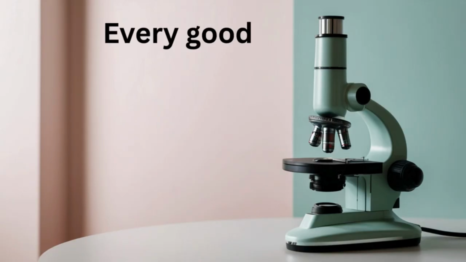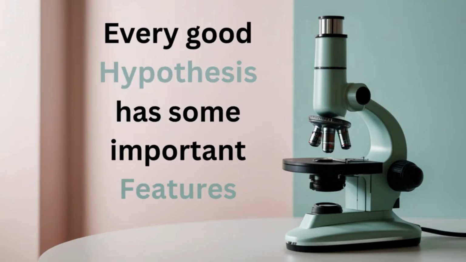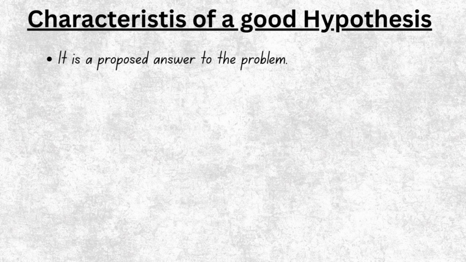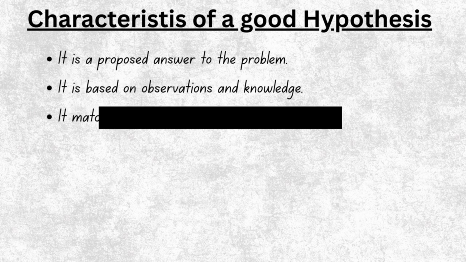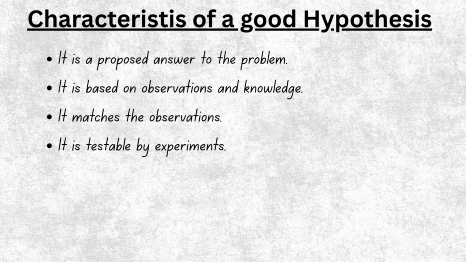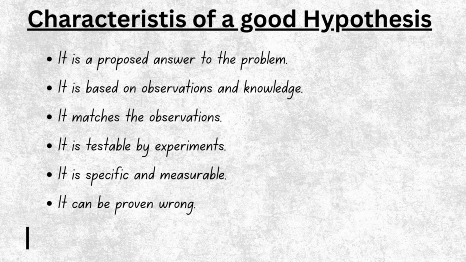However, every good hypothesis has some important features. It must clearly propose an answer, match the observations, and most importantly, it must be testable through experiments. A scientific hypothesis must also be open to being proven wrong, because science advances by testing ideas, not by protecting them.